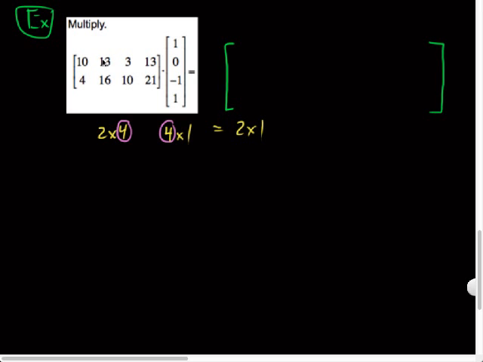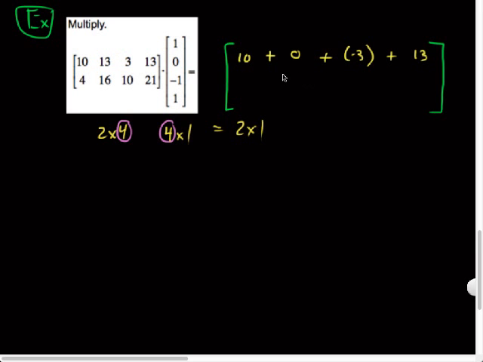So let's see. To find my first row, first column answer, I'm going to multiply the first row by the first column. So that's 10 times 1 is 10, plus 13 times 0 is 0, plus 3 times negative 1 is negative 3, plus 13 times 1 is 13. I've multiplied the first row by the first column because I was calculating the first row, first column answer.